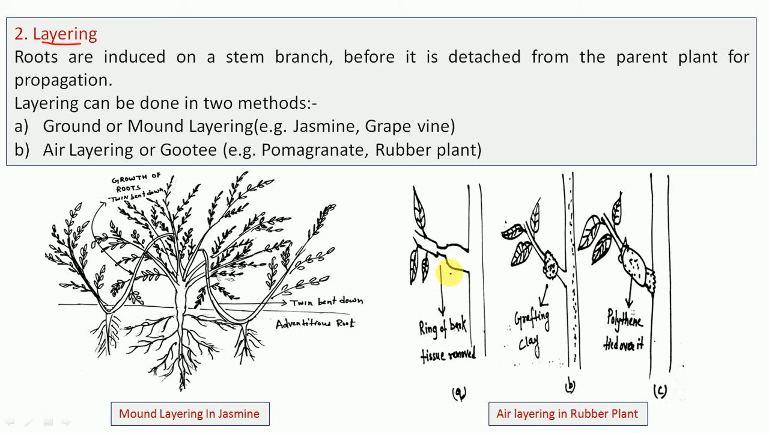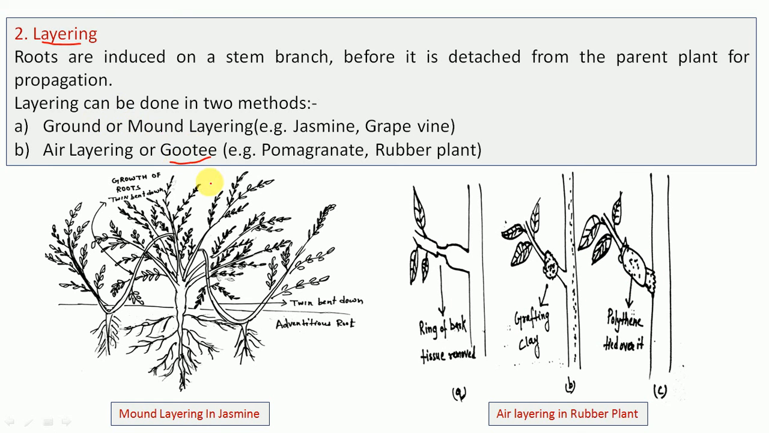Because they maintain the moisture over here and help in the growth of the new roots or new plant over here, this way. And this thing is also known as gutti.